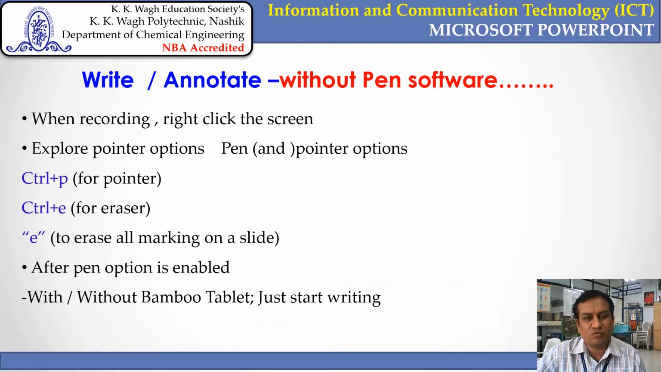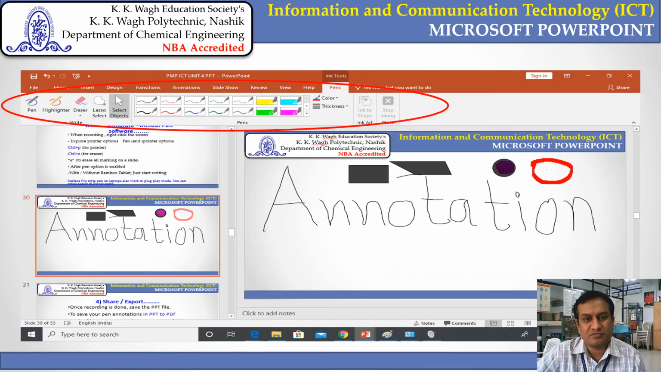So if you want to point out something, and if you want to use the pointer, then you can use the option Control P. For the eraser, Control E, and to erase all the markings on a slide, you can press simple E. So all the markings are erased. So that may be with pen, that may be without pen, or with mouse, or with keyboard. So a number of options are available. So this is the simple example.